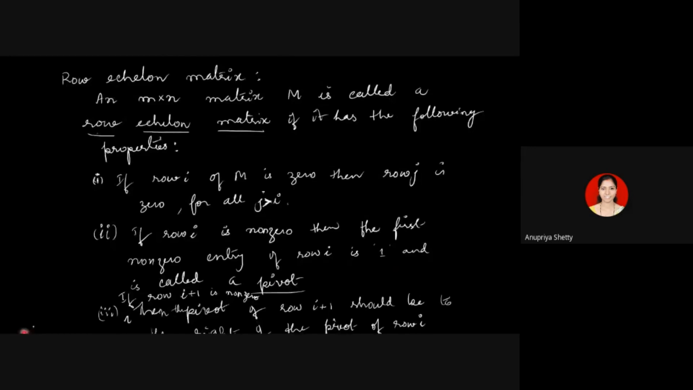So we have 4 points. An M by N matrix M is called a row echelon matrix if it has the following properties. First one is, if row I of M is 0, then row J should be 0 for all J greater than I. And if row I is non-zero, then the first non-zero entry of row I is 1 and is called a pivot. It should always be 1. And if row I plus 1 is a non-zero row, it will have a pivot in it, the first non-zero entry, which is 1. That pivot should be to the right of the pivot in the previous row, that is row I. And the last point says, all the entries above a pivot must be zeros. This is a row echelon matrix.